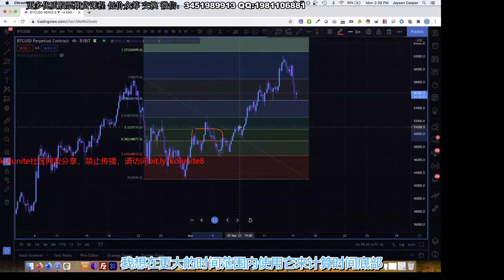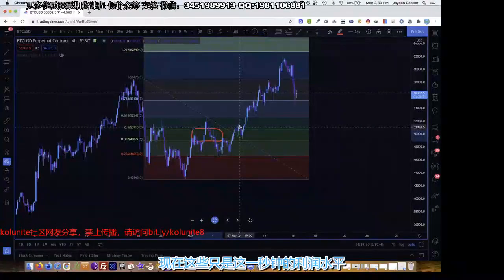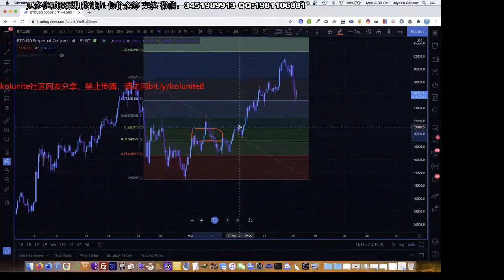I like to use this on the larger time frames to kind of time bottoms of things, right? And now these are just our take profit levels on this second fib that we pulled from the top to the bottom of the retracement. And look at this, we almost came up and perfectly hit this target right up here before we had last night.